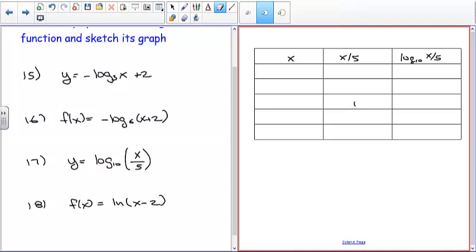Now what we want is x over 5 to be 1. The log of 1 is 0, so taking the log to the base 10, or any base, of 1 is 0. So that one's 0. If this is 1, then x has to be 5, since x divided by 5 is 1.